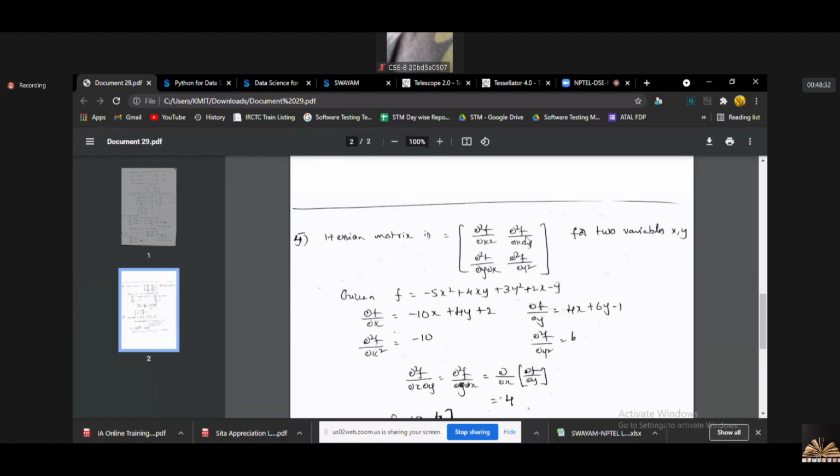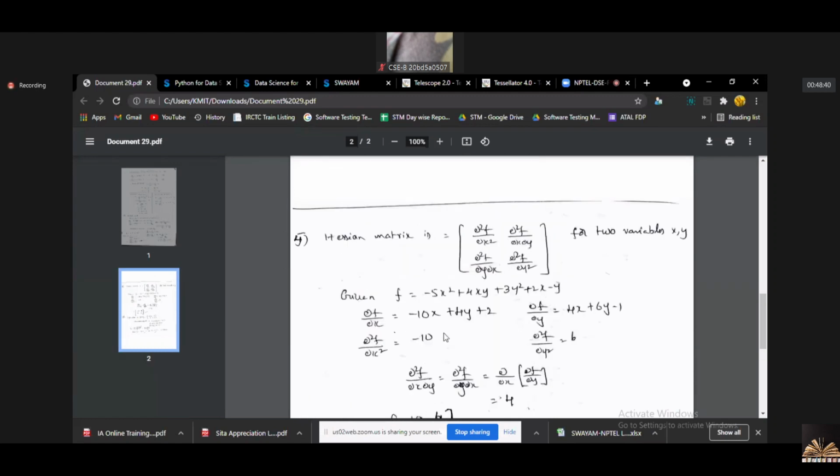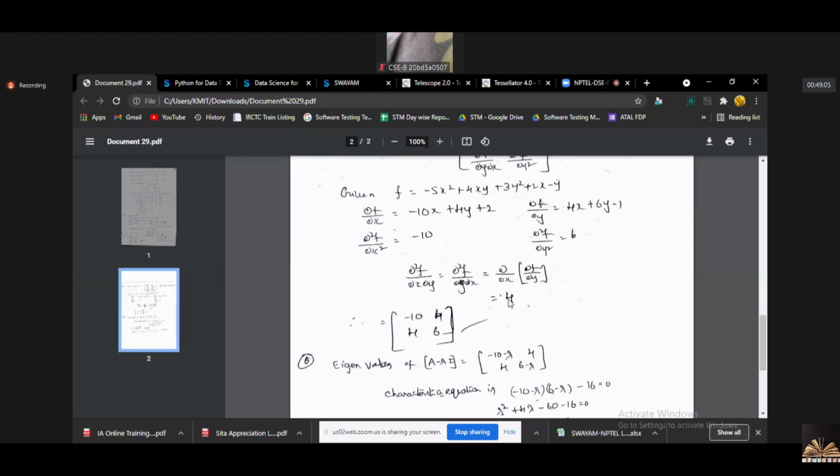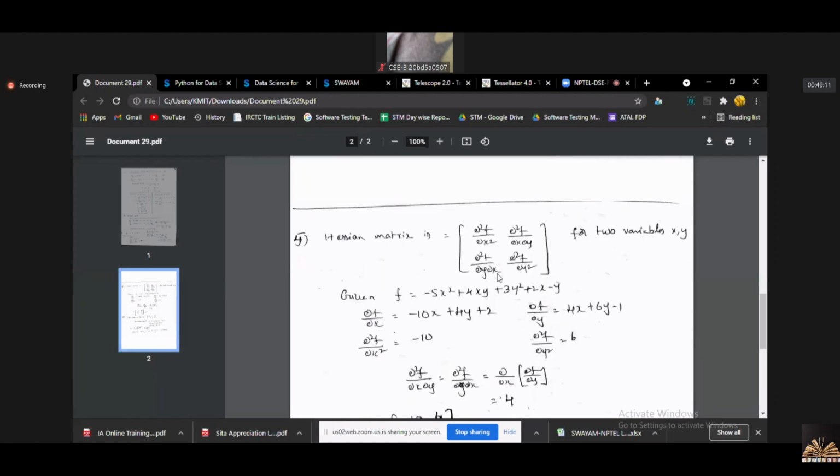Now what they are saying next, dou square f by dou x into dou y, or dou square f by dou y into dou x. That means what here? Here, second derivative with respect to x, second derivative with respect to y. Like this, second derivative with respect to y, we will get 4. Second derivative with respect to x, we will get 4. So that's why both are 4.